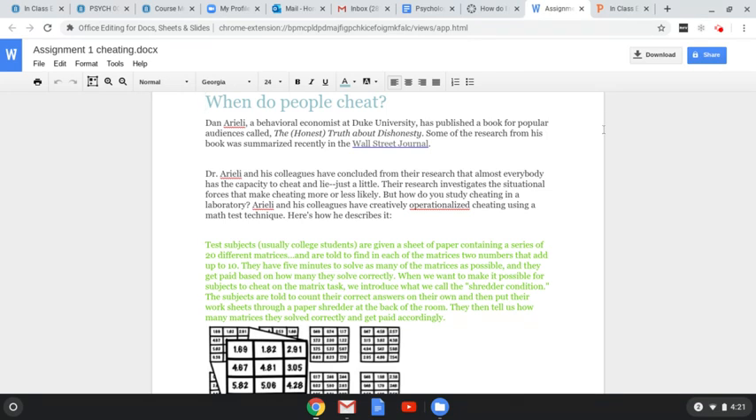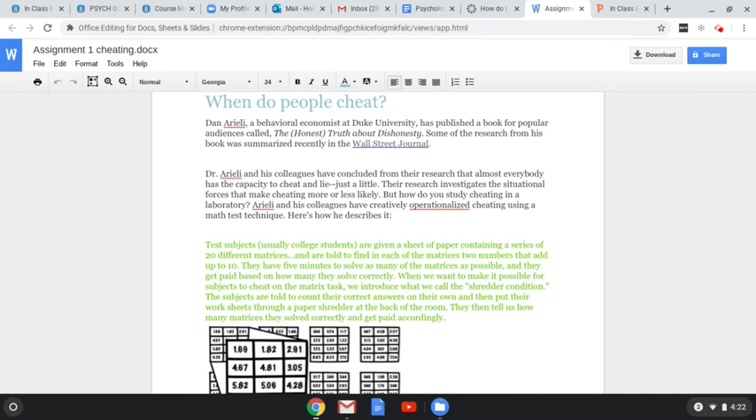Some of his research from his book was summarized recently in the Wall Street Journal. Dr. Ariely and his colleagues have concluded from their research that almost everybody has the capacity to cheat and lie. Now, does this mean that everybody cheats and lies a lot? No, but everybody does it at least a little. When we drive a few miles over the speed limit, we're cheating a little bit. If you ever jaywalk or cross before the light turns green, you're cheating a little bit. Cutting corners on certain things, right? We're not talking about cheating in massive proportions, but everybody seems to have the capacity to lie at least a little bit. Bend the rules instead of break them is how it's referred to sometimes.